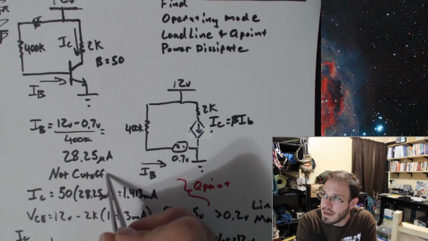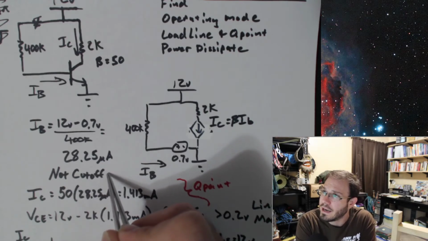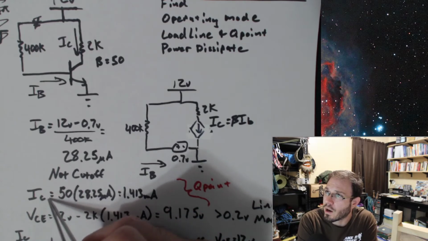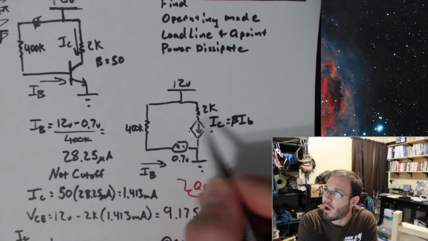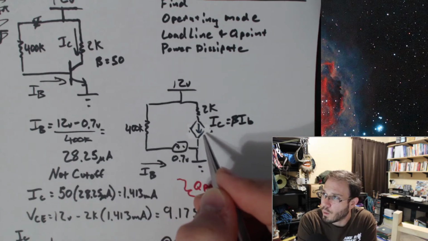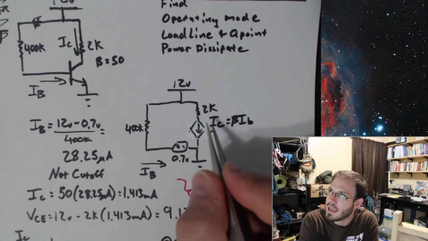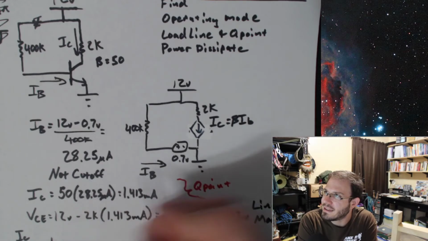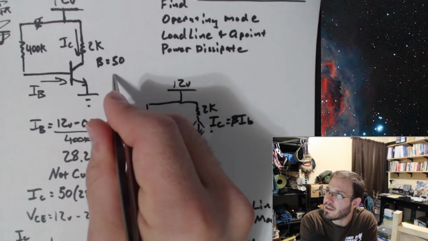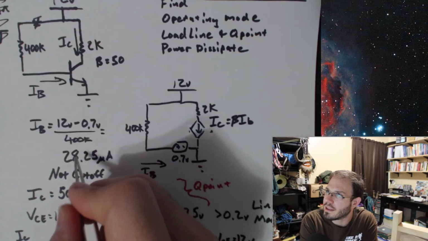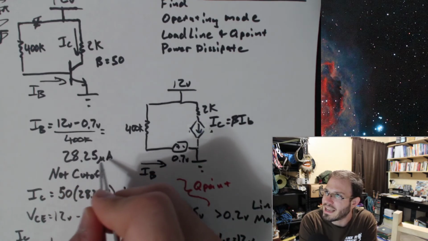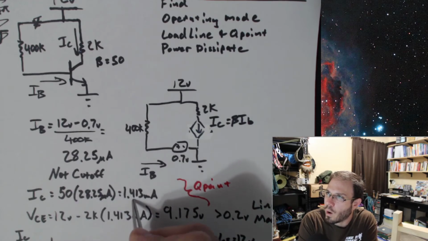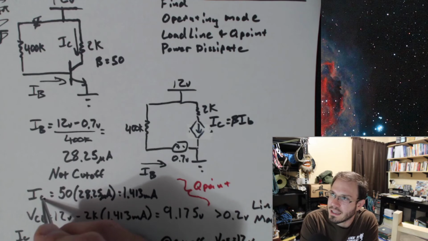Okay, now to find out if we're in linear or saturation, we're going to have to find what VCE is equal to. To find VCE, we want to find IC first. Now, IC in the linear model, which is what we first assumed it to be in, we found that IC is equal to beta, which is 50 as given by the problem, times the base current that we found in the previous part, 28.25 microamps. Multiply those two together and you get 1.413 milliamps of collector current.